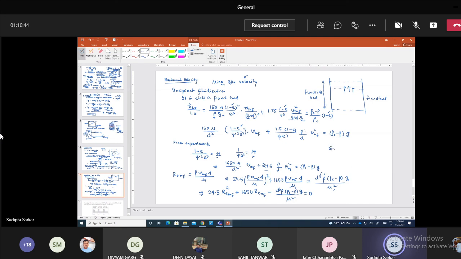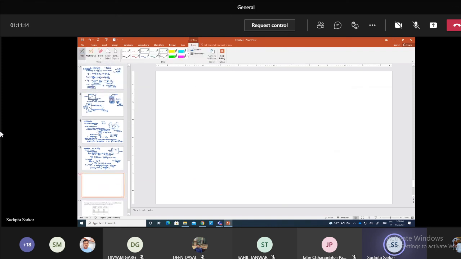Now you can write GA equals Galileo's number, and Galileo's number equals d cube rho s minus rho into g divided by mu square. And with this we can write this as 24.5 RE square plus 1650 REMF, sorry, this is minus, if you look at this equation, minus Galileo's number equal to 0.